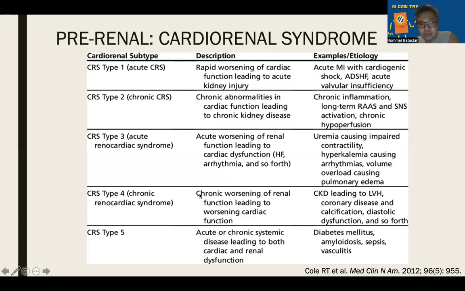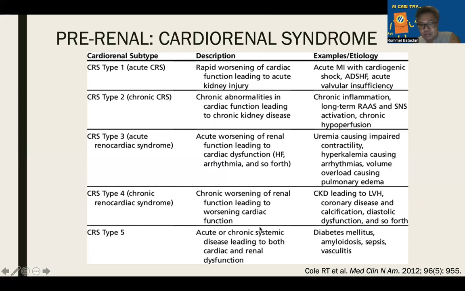Type 4, meanwhile, is those with chronic kidney diseases that led to a heart disease. So right now, chronic kidney disease is a recognized risk factor for coronary artery disease. So definitely all CKD patients are at risk of developing cardiovascular diseases because of multiple mechanisms, including the retention of the nitrogenous or metabolic waste due to its inability to be excreted by the kidneys.